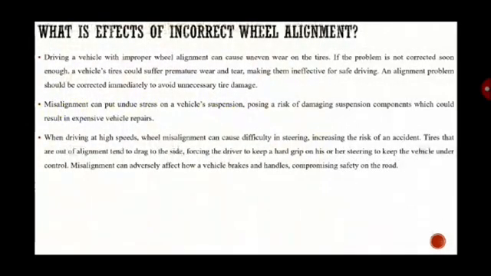What are the effects of incorrect wheel alignment? Driving a vehicle with improper wheel alignment can cause uneven wear on the tires. If the problem is not corrected soon enough, a vehicle's tires could suffer premature wear and tear, making them ineffective for safe driving. An alignment problem should be corrected immediately to avoid unnecessary tire damage.